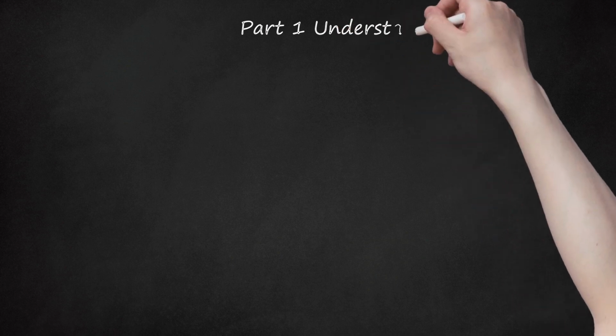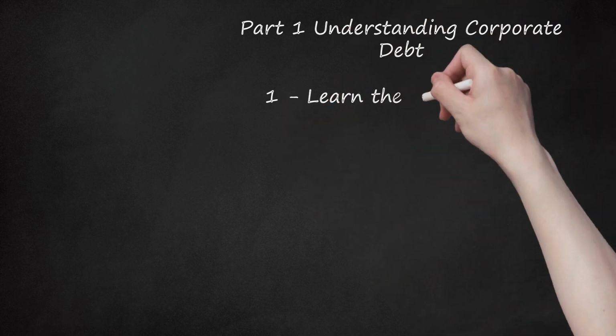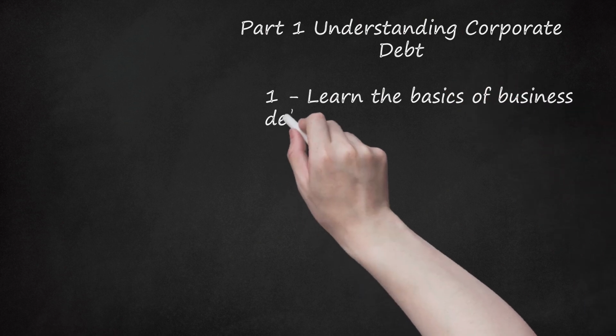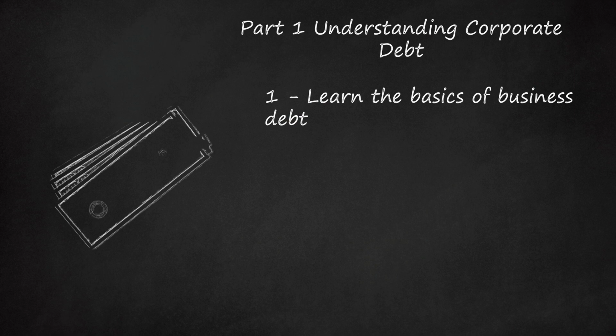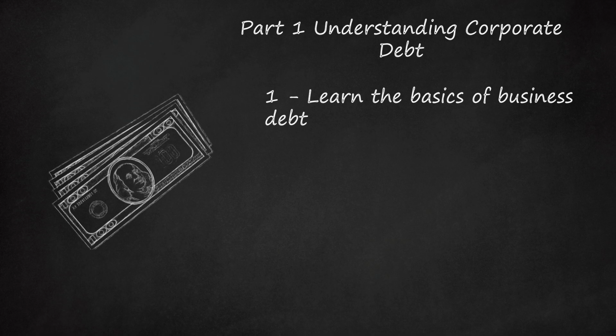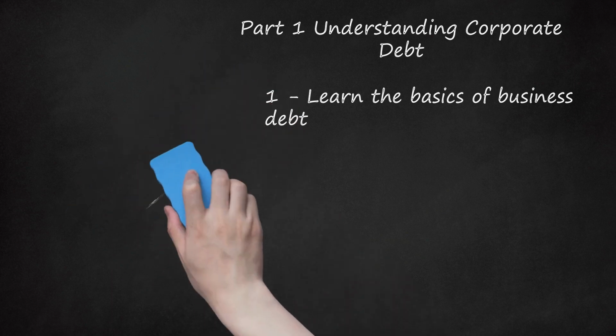Part 1: Understanding corporate debt. 1. Learn the basics of business debt. Debt is money borrowed from another party. It must be repaid at an agreed-upon date. The company borrowing the money is called the debtor or borrower. The lending institution is called the creditor or lender. Businesses borrow money with commercial or term loans or by issuing bonds.